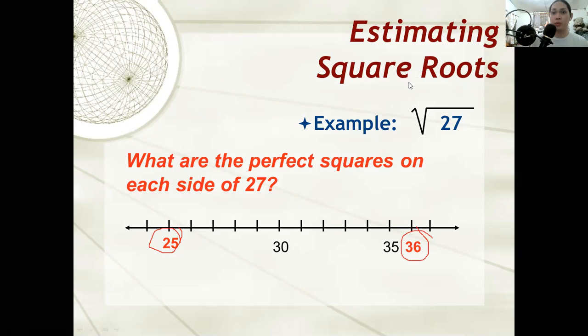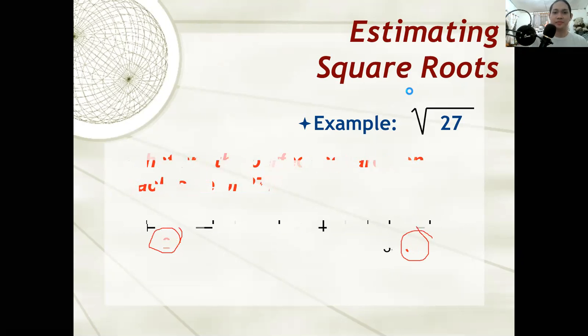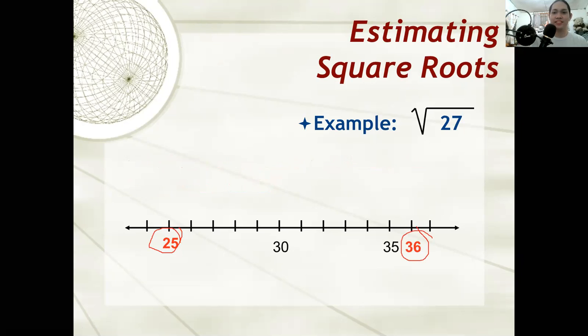Let's try to locate 27. What is your guess? Okay, so 27 can be found there, correct? Obviously, from the number line, we have 25 here, so 27 is located on this side. As I have said, 27 is not a perfect square, but it can be found between 25 and 36. So what's next? We all know that the square root of 25 is 5, and the square root of 36 is also an integer, which is 6.